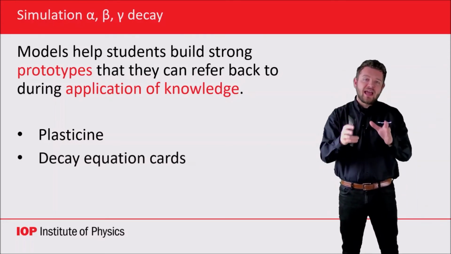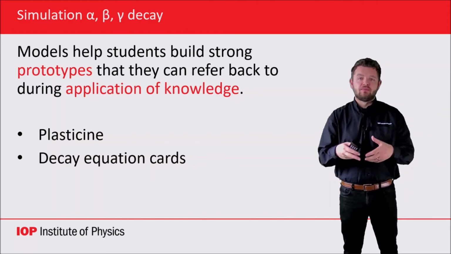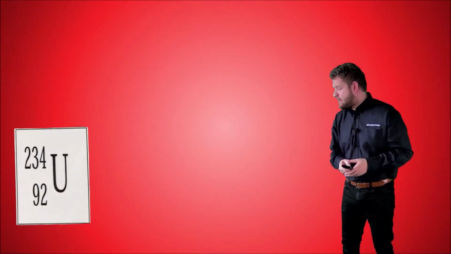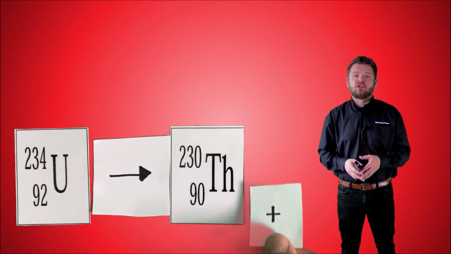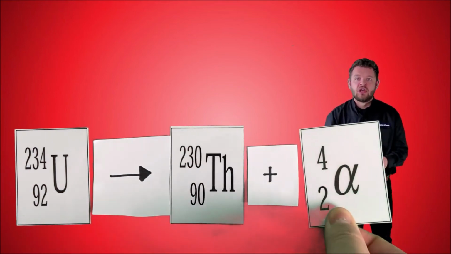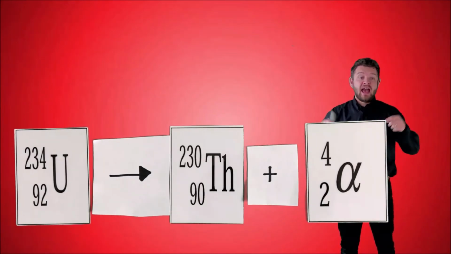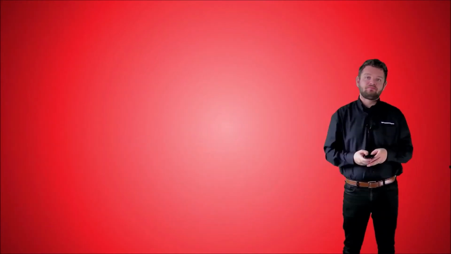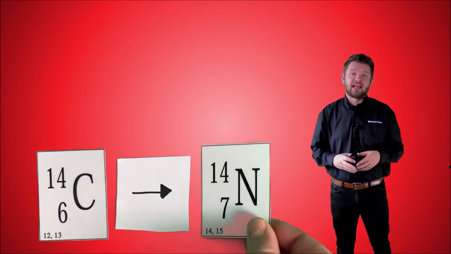Alongside our models, we can use decay cards so that students can construct decay equations in a way that shows them quick changes being made on each side of the equation. Here is an example of alpha decay as uranium decays into thorium. Students can select the appropriate cards to model the decay in a question. Or, like in the case here, we can give students the parent and daughter nuclei and ask them to identify the missing radiation type. Here you can see the same technique being used to construct a beta decay.